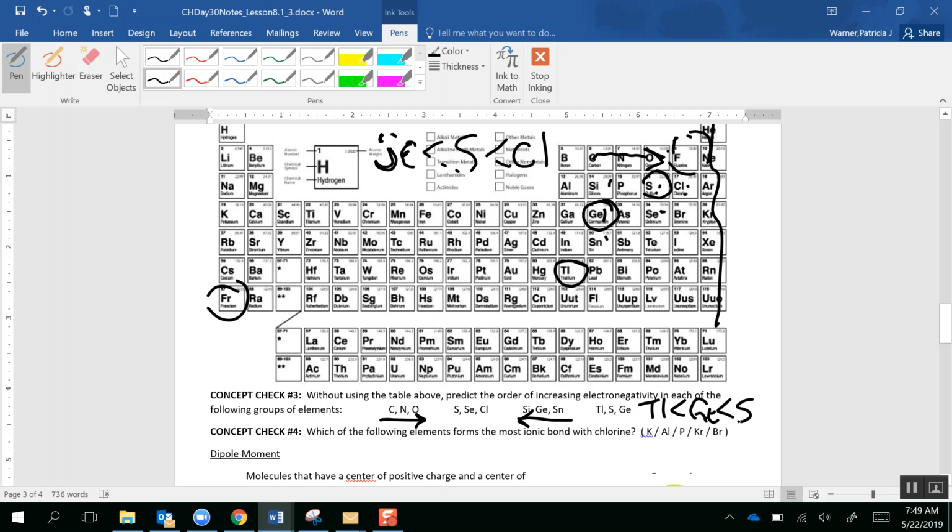Which of the following elements forms the most ionic bond with chlorine? Well, which one is the farthest from chlorine? Here's bromine, krypton, phosphorus, aluminum, and then potassium's clear over here. So the most ionic character is going to be the potassium.